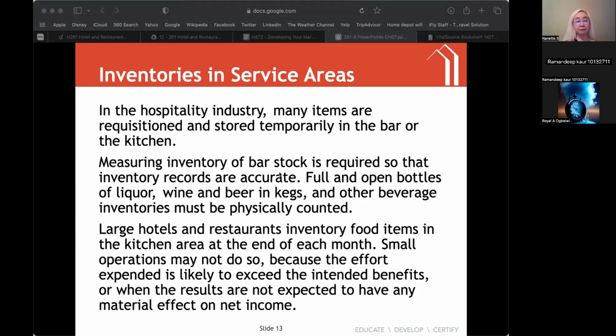So in big companies, normally they do monthly inventory or quarterly inventory. But if you're running a small business, it's up to you when you need to do inventory. Normally, they do it at least quarterly. So if you have staff members who can do the physical counting of your inventory, then that would be better control of your business.